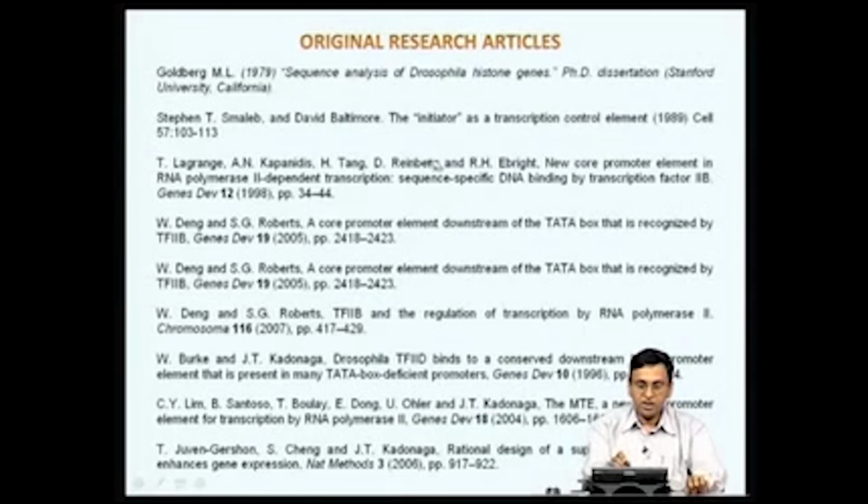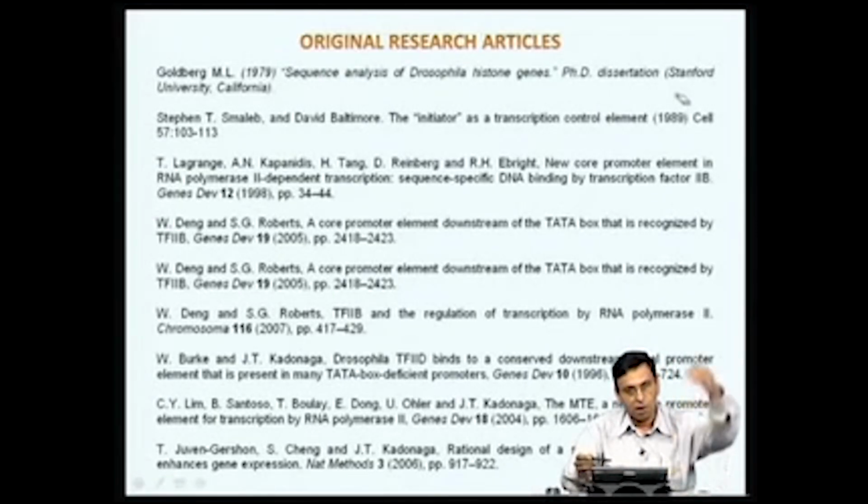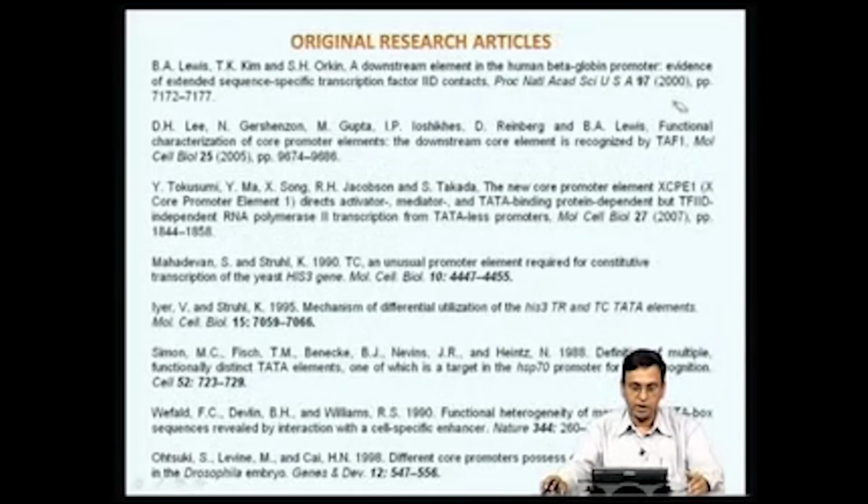For example, for the initiator motif, this is the original research article by Smale and Baltimore which identified the initiator as a transcription control element. So, it is the first report of the identification of an initiator promoter element. Similarly, the Tata box was identified by Goldberg, which is part of his PhD thesis. These references are arranged in the same order as I discussed them. So, whenever you want to learn more about many of the aspects which I discussed here, please refer to these original research articles so that you can learn what kind of experiments were done and what kind of model systems were used to study some of these aspects which we discussed.